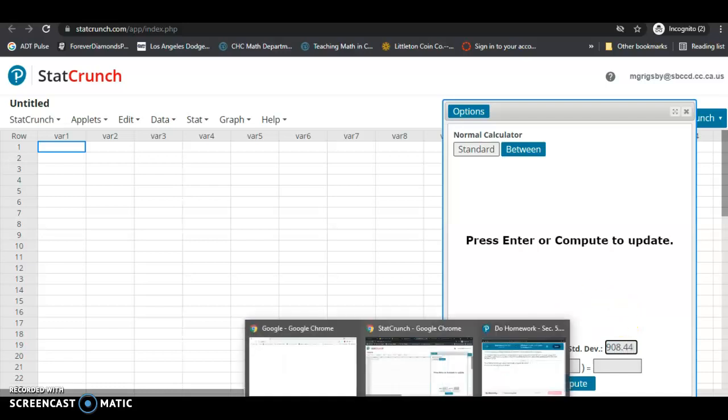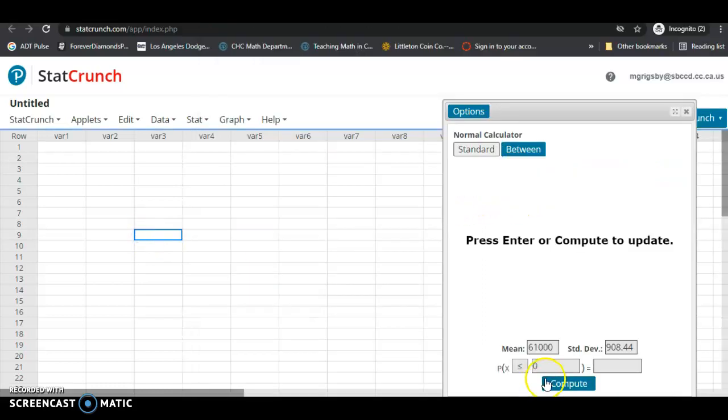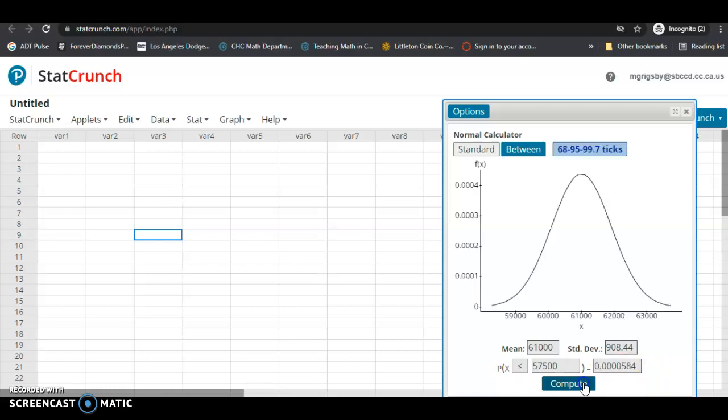And we want to know the probability that in a random sample of 38 of these specialists, the sample mean is less than 57,500. So less than means we're going to select the less than or equal to symbol. Then type in the number 57,500 in this box here, and then click compute. And then the probability will go in this box.